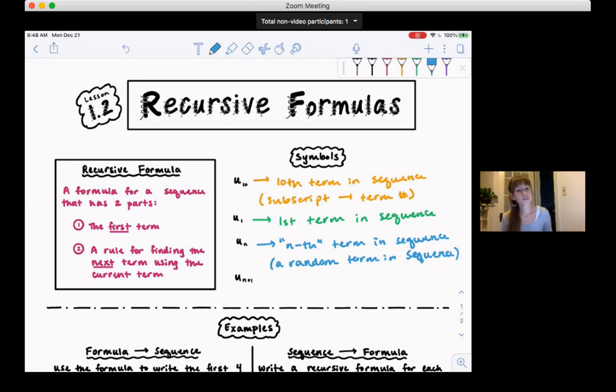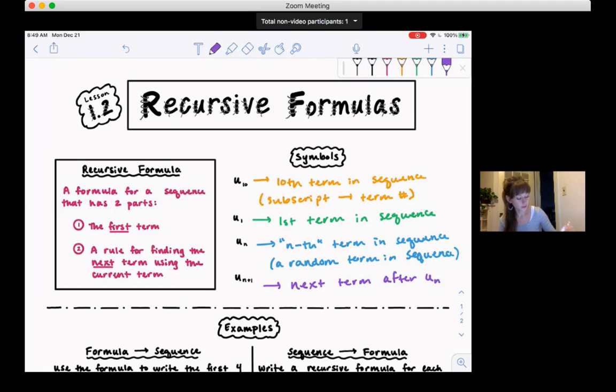Okay, so this is a little strange, but say we're at the term u sub n. We're at a random term. To get to the next term, we would increase the term number by 1, right? So if we're at u10, the next term would be u11, so 10 plus 1. If we're at u100, the next term would be u101, so we take 100 and add 1 to get the next term number. So u sub n plus 1 would be the term right after it, right? We've increased the term number by 1. So this is the next term after u sub n.